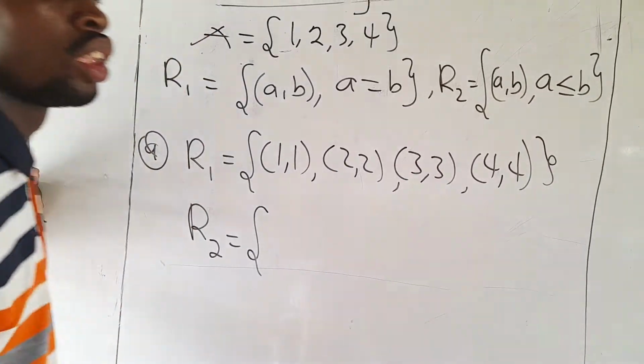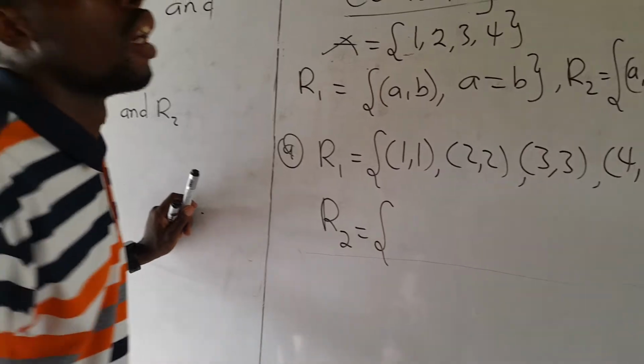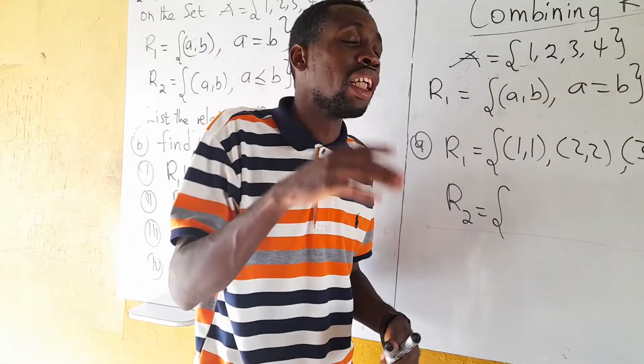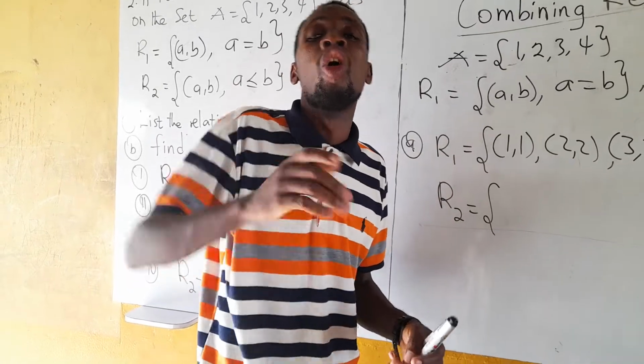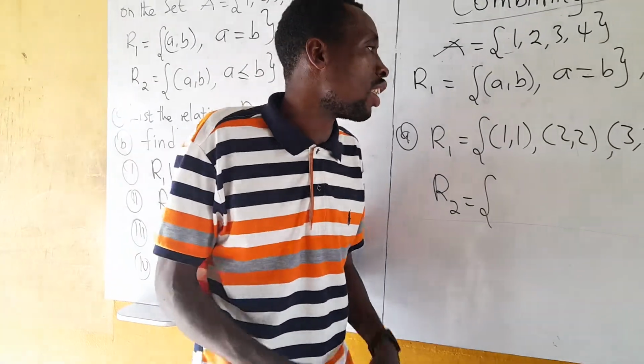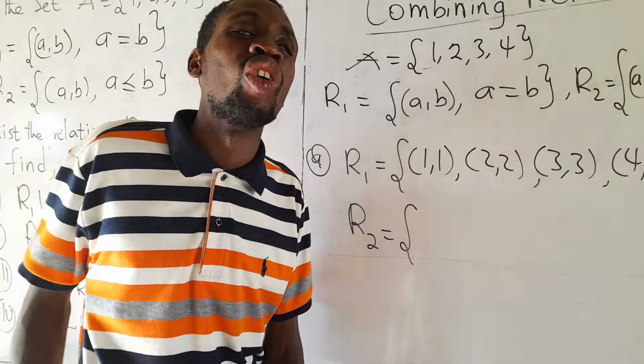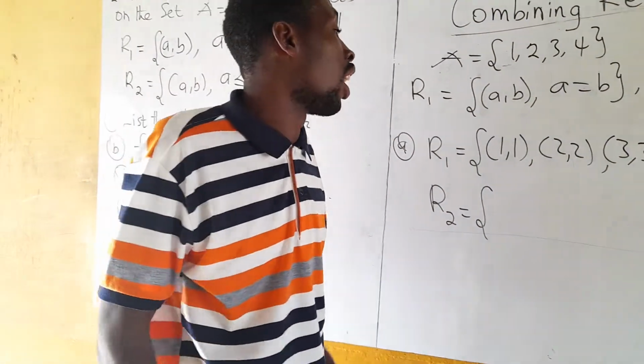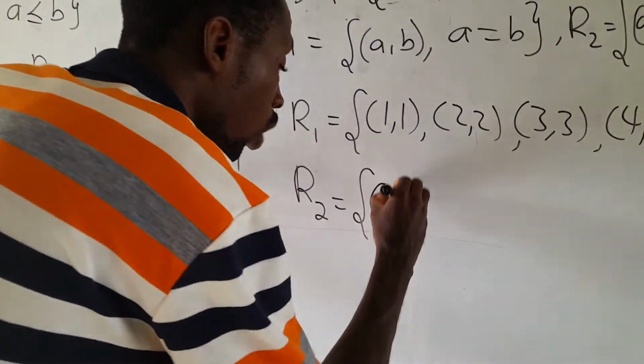Now our R2 will be the relation, the ordered pair AB, where A is less or equal to B. That means the first element in the ordered pair must be either equal to the second one or less than the second one. That's the meaning. Please check out my videos on a relation defined on a set on YouTube. Now let's go. Can we take 1, 1?